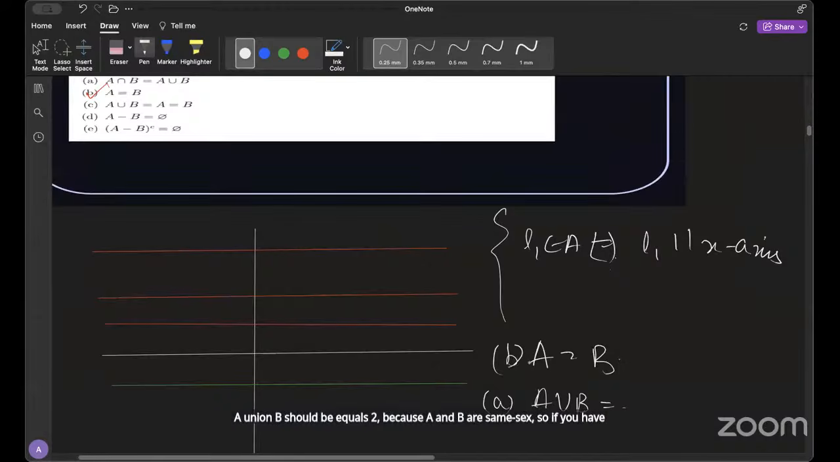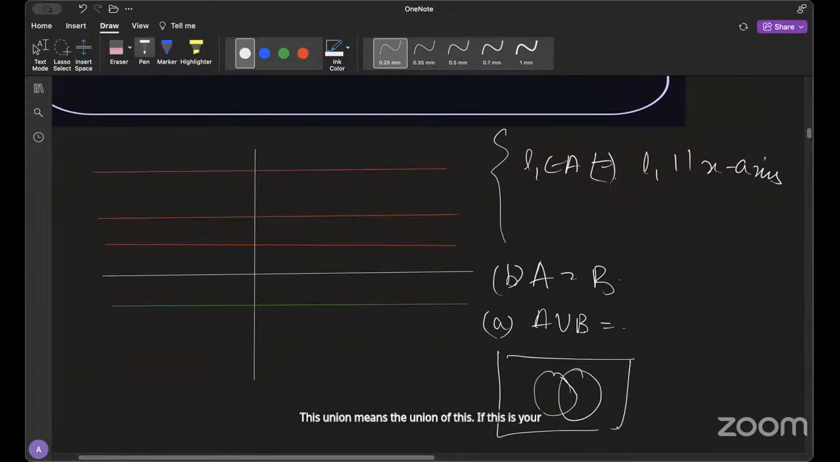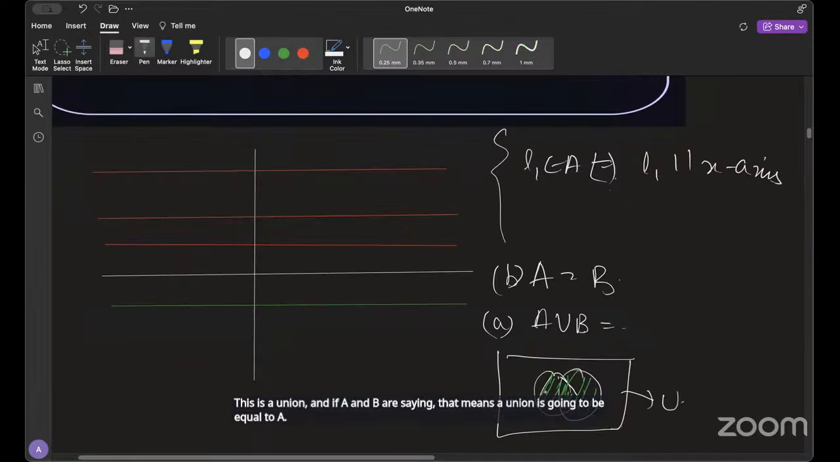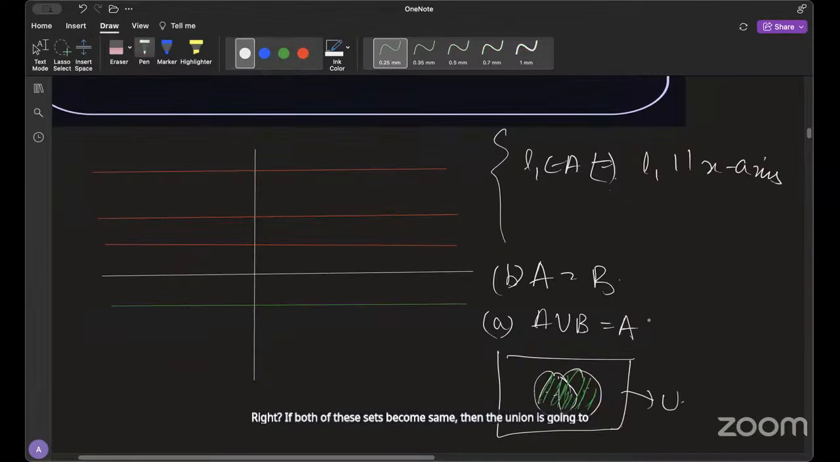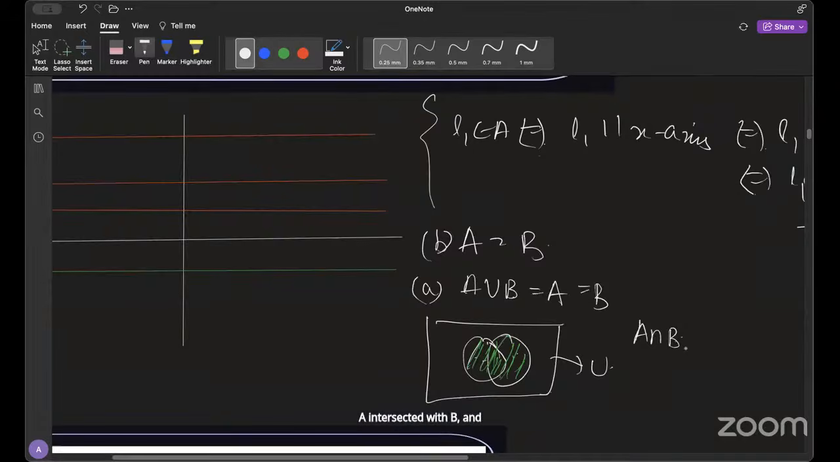if you have the same sets, the union means the union of these. If this box is your universal set, then the union means this, right? This is the union. And if A and B are the same, that means the union is going to be equal to A, right? If both of these sets become the same, then the union is going to be A, which is the same as B. Now coming to the intersection part, your intersection is A intersected with B, and A and B are the same sets, right? This means A intersected with itself. And when you take the intersection of a set with itself, you get the same set, right?